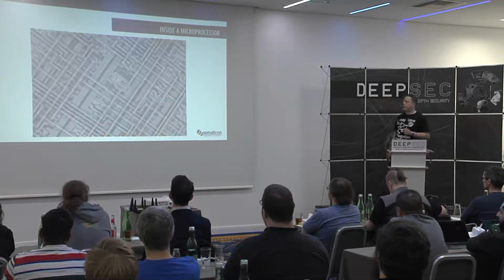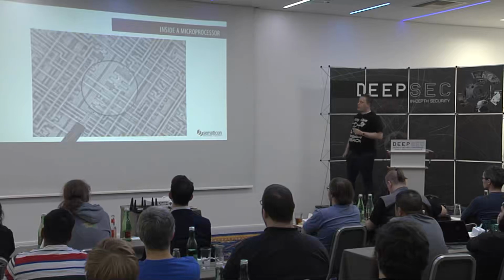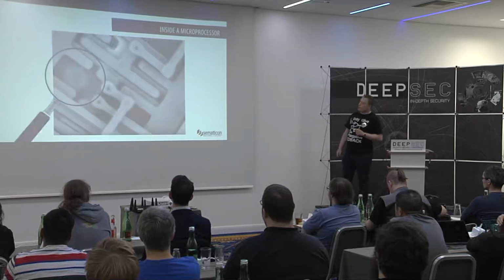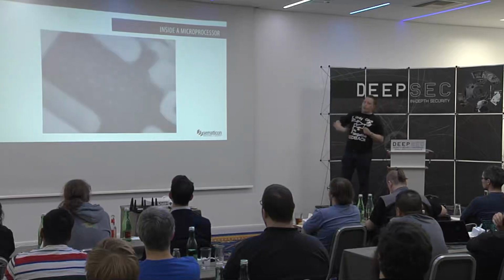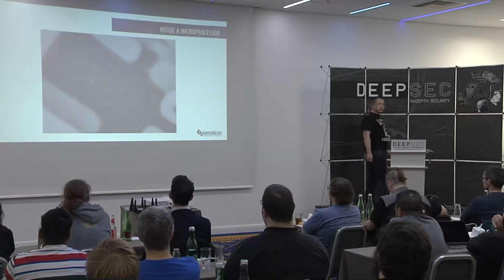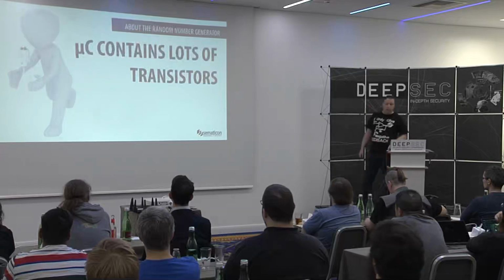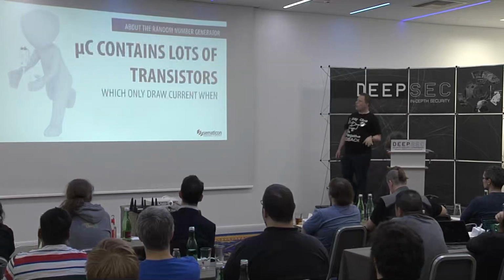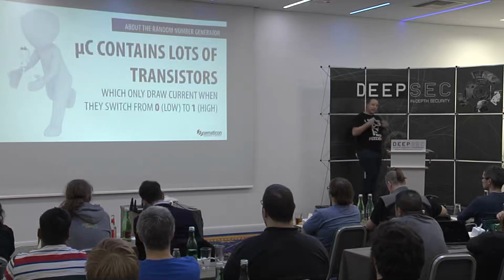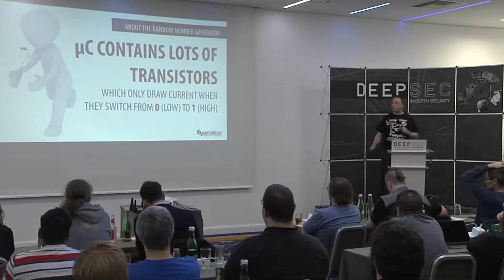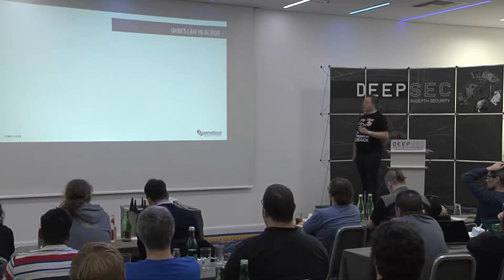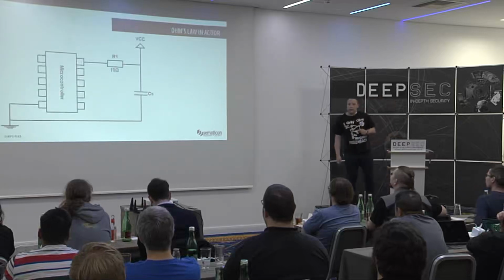We go in, and a bit more, and a bit more. And these small points we see here are transistors. These are small little transistors. That means the microcontroller contains a lot of transistors which only draw current. That means they take power when they switch from 0 to 1. This is really funny. So let's have Ohm's law in action.